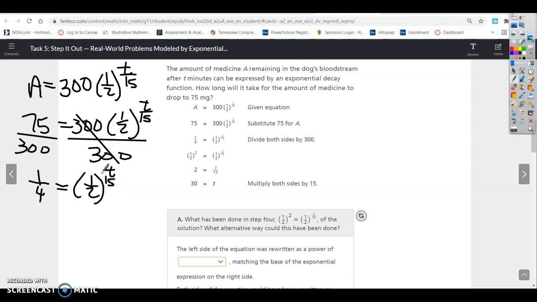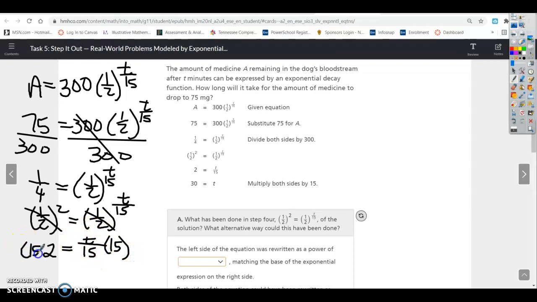All right, from here, we can say, can we rewrite these as the same base? Okay, so you can either write this as 2 to the negative 1 power, or you can leave it as 1/2 and say if I take 1/2 and square it, I get 1/4. So let's rewrite 1/4 as 1/2 squared, because you would square the numerator, which is 1, square the denominator, which is 4. So all we did was rewrite 1/4 as this. All right, if I get the same base, then I can cancel my bases because they're equal, and I can set my exponents equal. So 2 equals t over 15. If I'm dividing by 15 to get t by itself, I have to multiply by 15. 2 times 15 is 30. So t equals 30. All right.